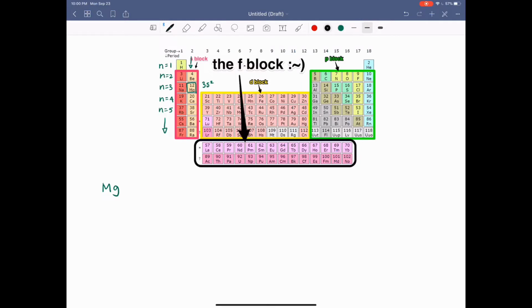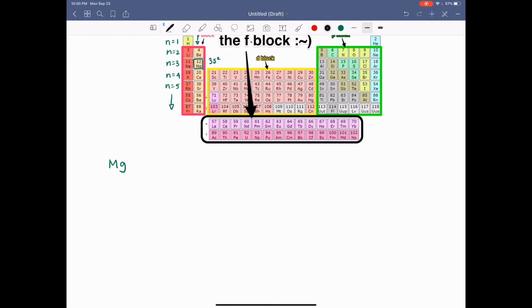That means we need to draw electron orbitals up to and including 3s. So we do 1s, 2s, 2p, 3s, 3p. Oh, we don't need 3p, sorry, went too far. We only go up to 3s.